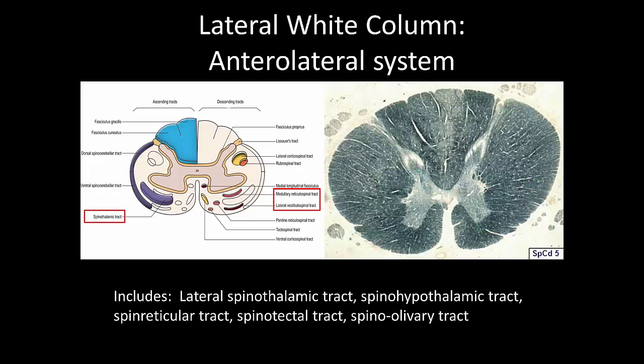And finally, we have the remainder of this anterior lateral system. We already looked at the anterior spinothalamic tract that's part of this system as it extends into the anterior white column. Now we're just looking mainly at the lateral column portion. Within this lateral column portion, we have the lateral spinothalamic tracts, the spinohypothalamic tracts, the spinoreticular tracts, spinotectal tracts, and spinoolivary tracts as well. These tracts are so squished together in this region that it's very difficult to pick them apart in these sections, so we just refer to this entire region as the anterior lateral system.